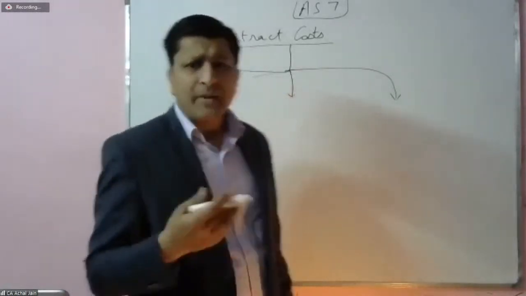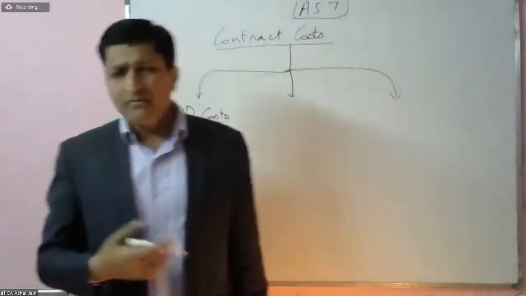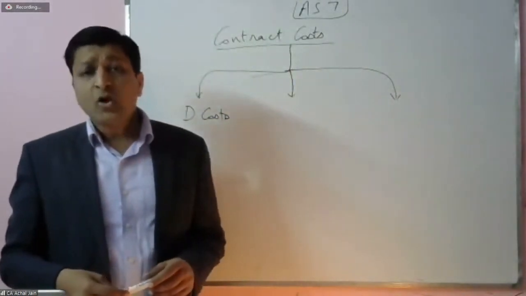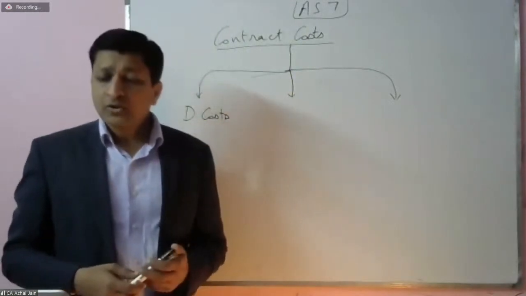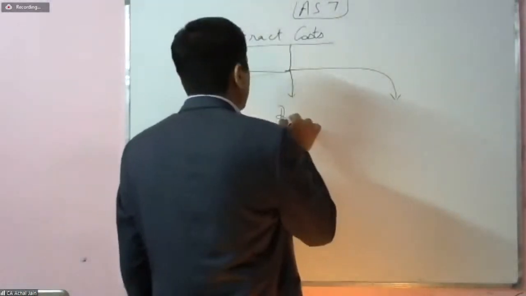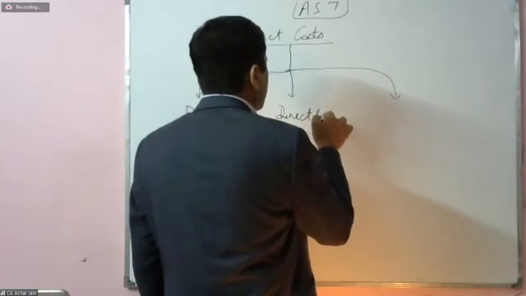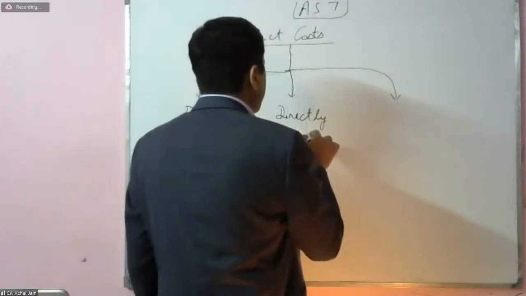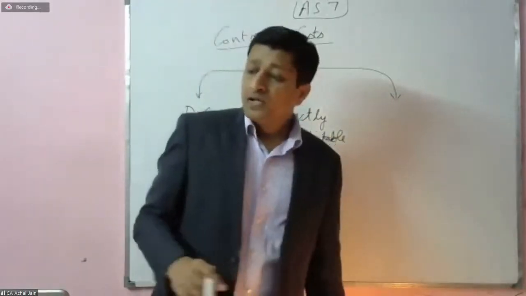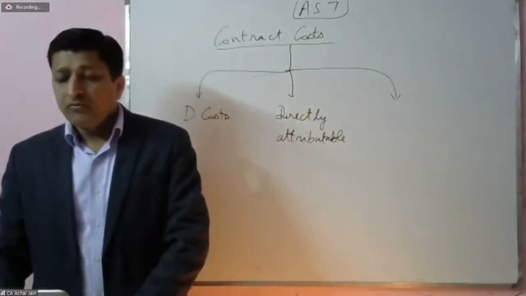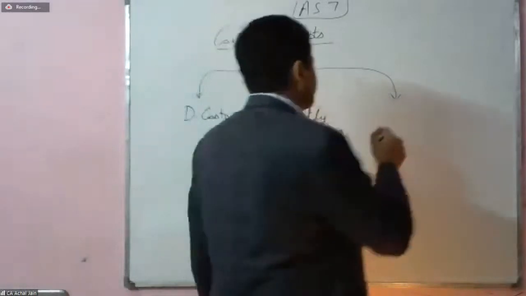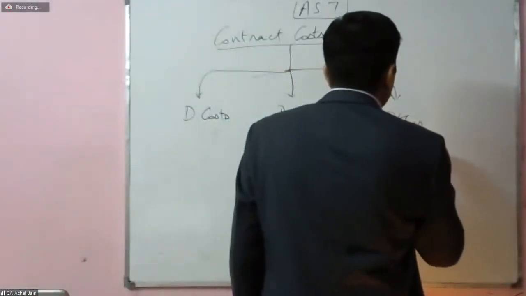What will be the direct cost? Material, etc. Various items that you purchase for the contract. Then the costs which are attributable to the contract activity in general and can be allocated to the contract. So we can say directly attributable. And third, costs which are specifically chargeable to the customer under the terms of the contracts. Other costs.